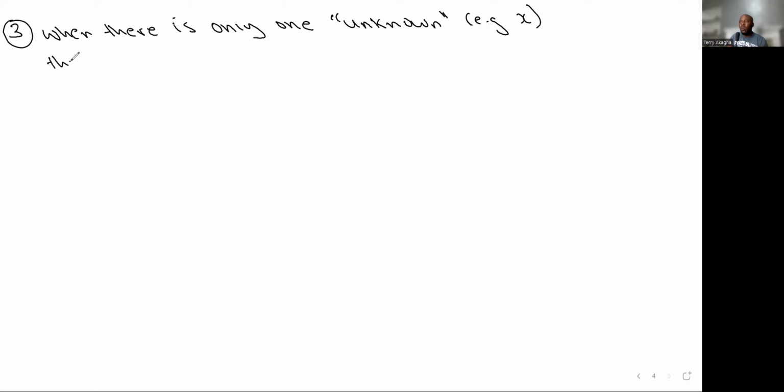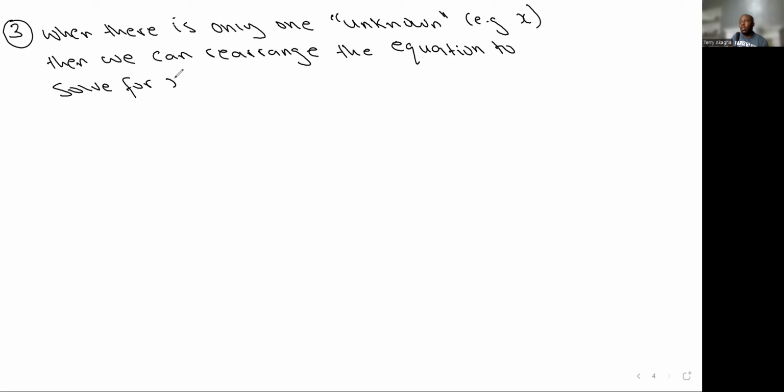So basically it states that when there is only one variable or only one unknown, all right? Okay, e.g. x, all right? Then we can rearrange the equation to solve for x. All right?